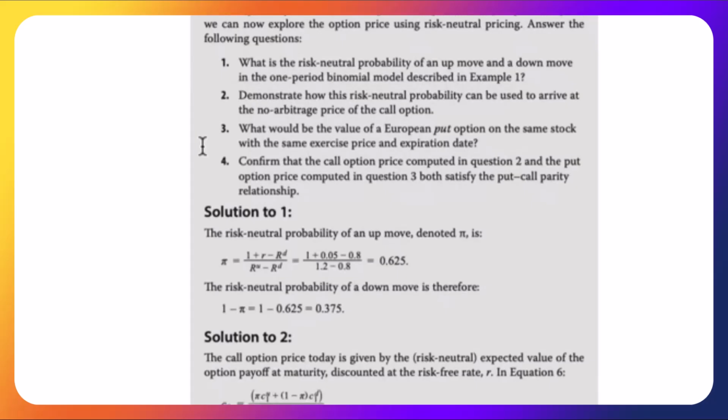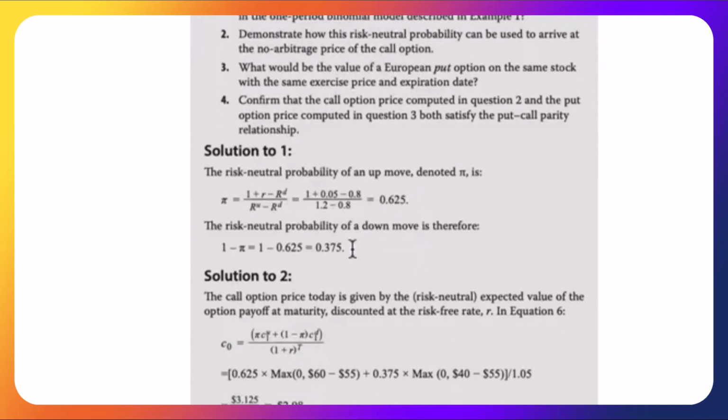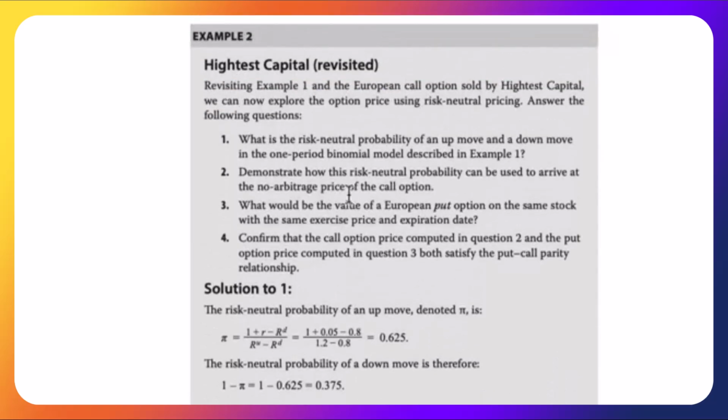Well, we had a risk-free rate of 5% and we had 20% volatility. So it's 1 plus 0.05 or 1.05 minus 0.8 over 1.2 minus 0.8 or 62.5%. Pi is the probability of an up move. So the probability of a down move would be 1 minus that, 37.5%. Number 2, demonstrate how this risk-neutral probability can be used to arrive at the no arbitrage price of the call option.